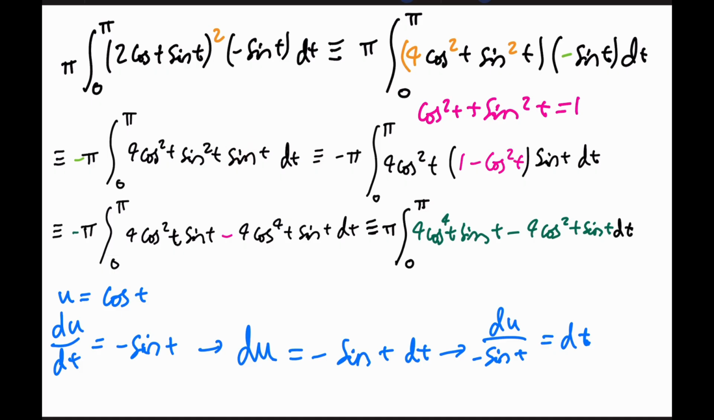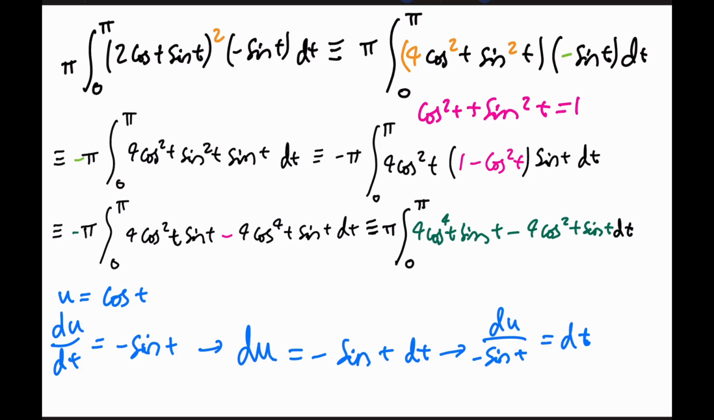So you can actually leave the sine squared in terms of cos because of this identity here, where cos squared t plus sine squared t is equal to 1. If you rearrange this equation, you're going to get 1 minus cos squared t is equal to sine squared t. So you can substitute this sine squared t as this. And now if you expand this out, you're going to get something like this, where you've still got the minus pi on the outside from before, because we've taken out the minus from here.